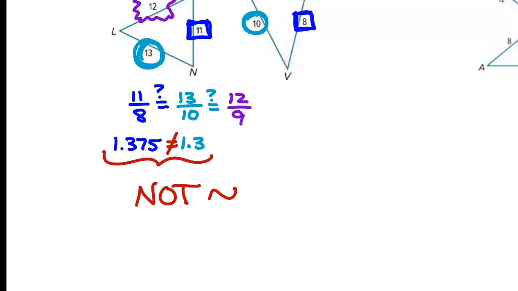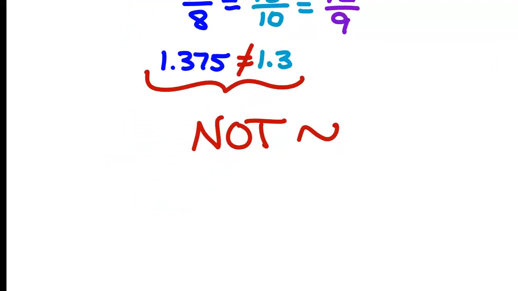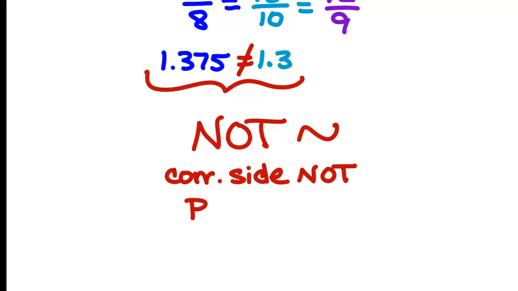If we say not similar, we have to give a reason. My reason would be that the corresponding sides are not proportional.